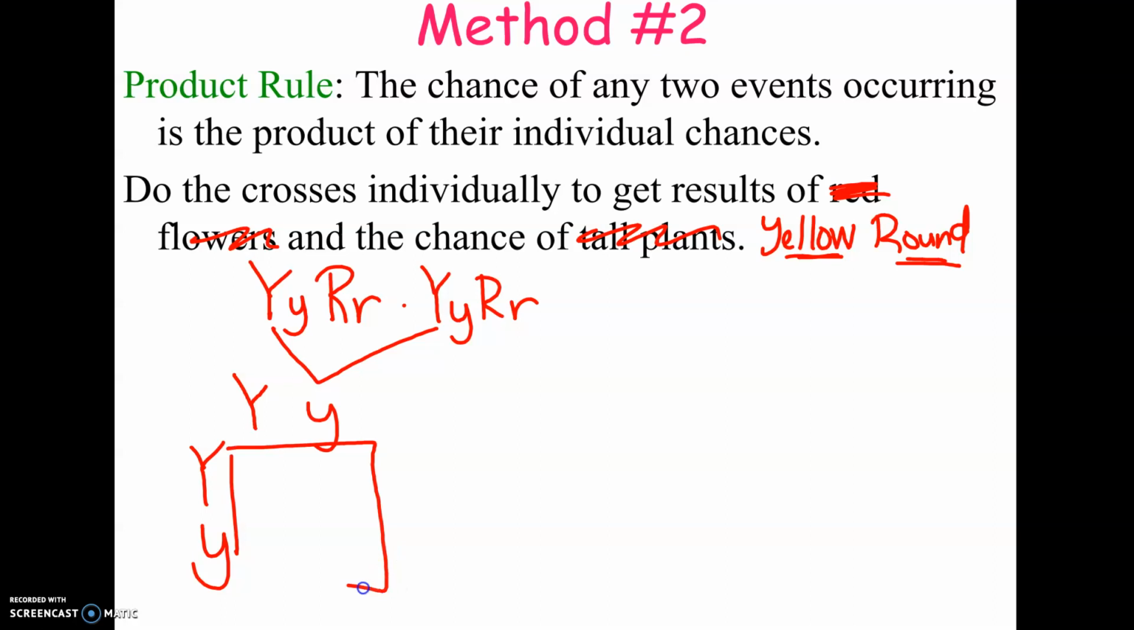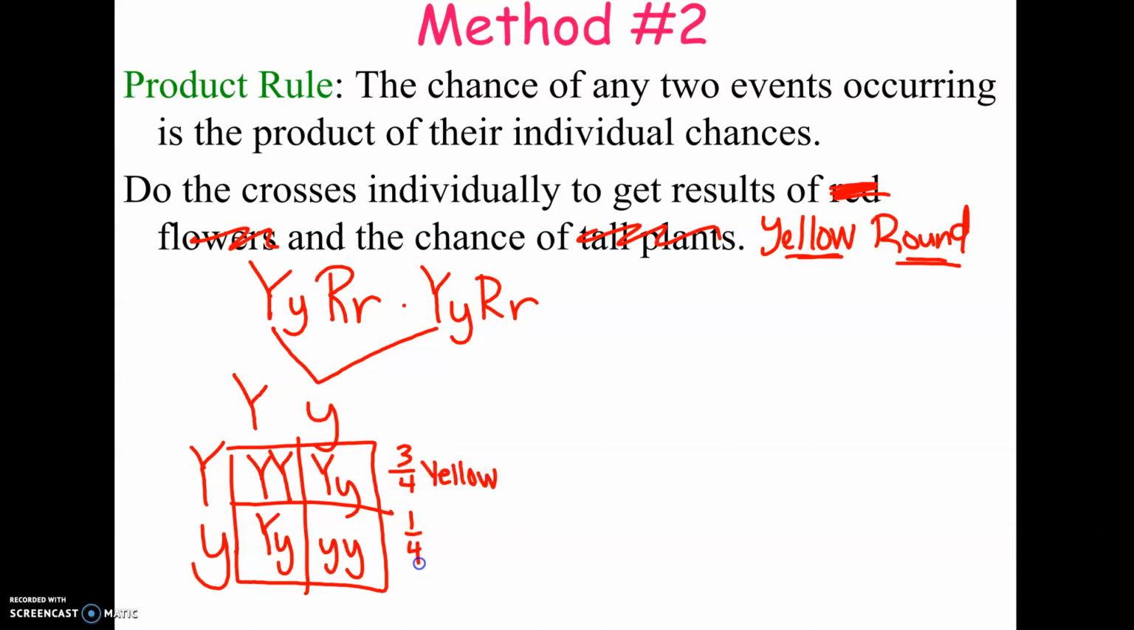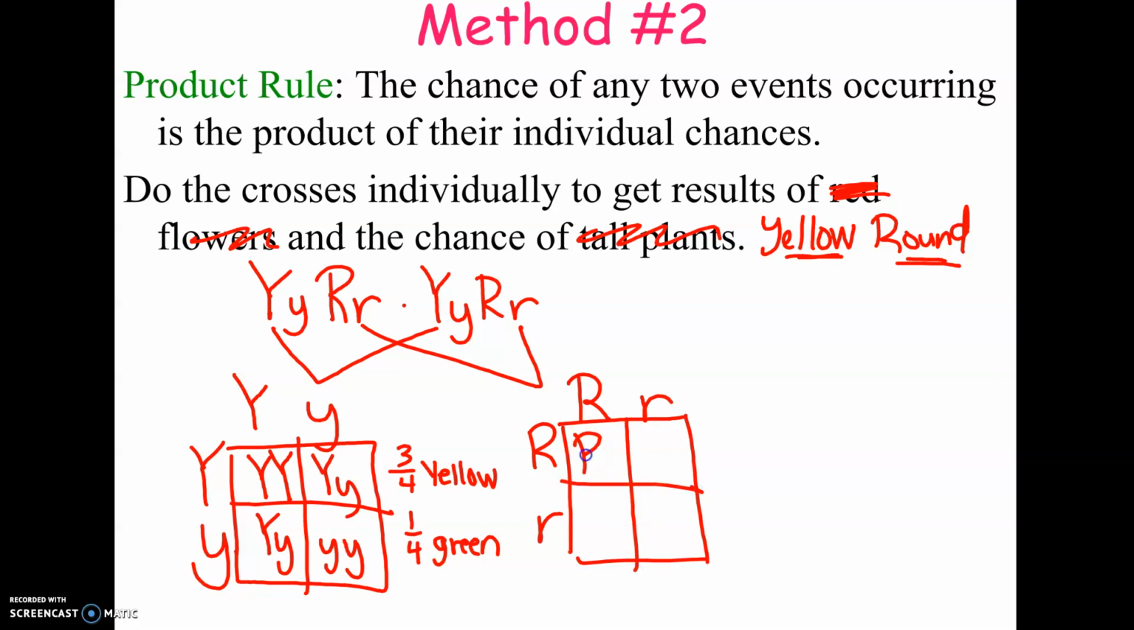So we're just going to look at the chances of yellow. So here's our regular old 4-box Punnett square. My chances of yellow, yellow being dominant, is 3/4. So I have a 3/4 chance of yellow. The recessive is green, so it's a 1/4 chance of green. And then we're going to do the chances of round versus wrinkled over here. So we have big R, and if I fill this out really quick, a 3/4 chance of round and a 1/4 chance of wrinkled.